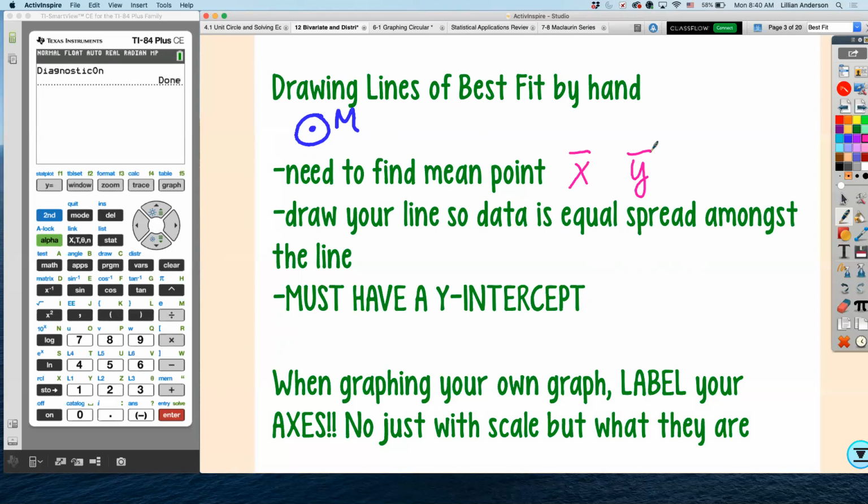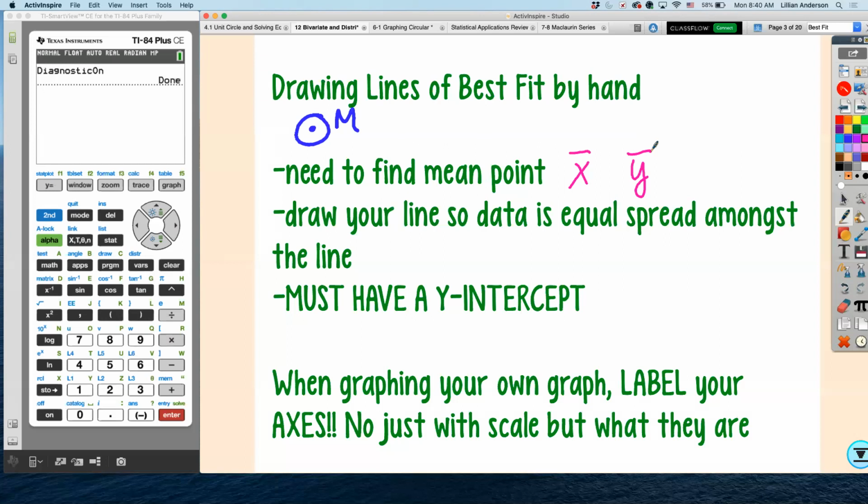How you would plot it, of course, you would make a point, you would circle it, and then you would label it. A lot of times you can just label it with an M. However, in the problem, if it tells you to label it with a P, then you'll need to label it with a P. But you'll find your mean point, your X and your Y, plot that point, circle it, label it with an M.